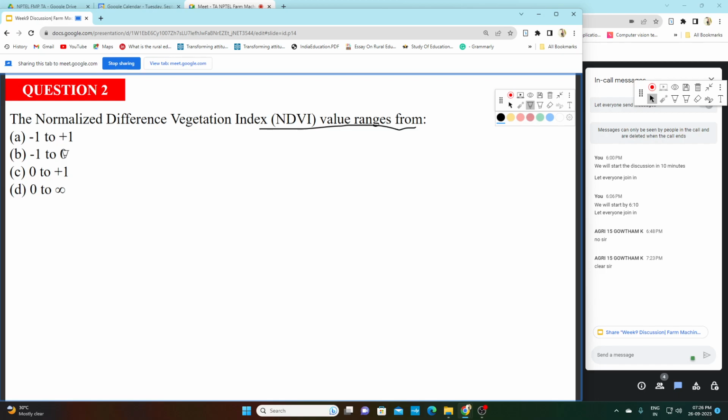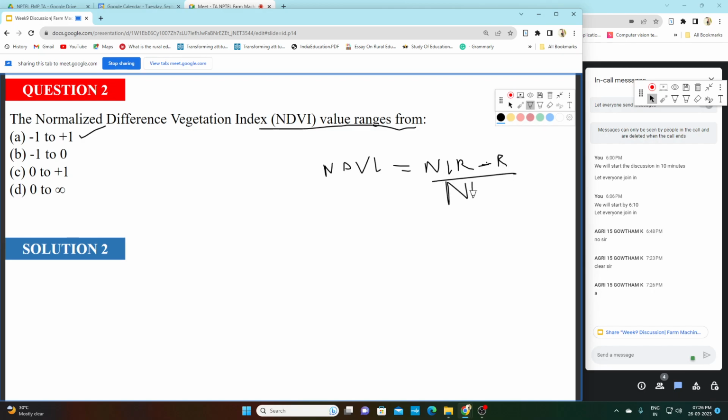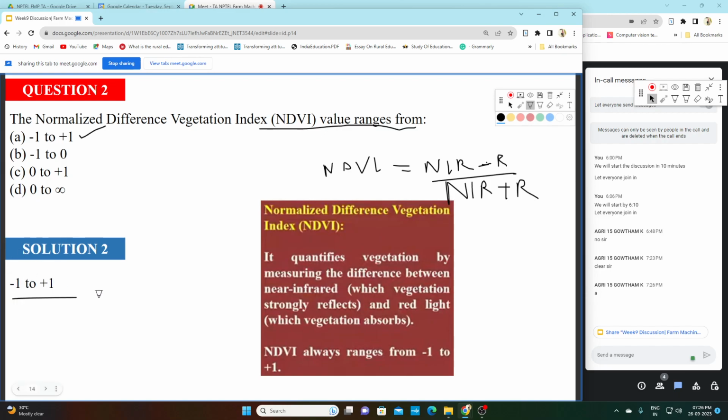So any, Gautam is telling A. So any other guesses? Okay, so yeah, absolutely right. Your NDVI is NIR, that is near infrared, minus R divided by NIR plus R. So its value ranges from -1 to +1.